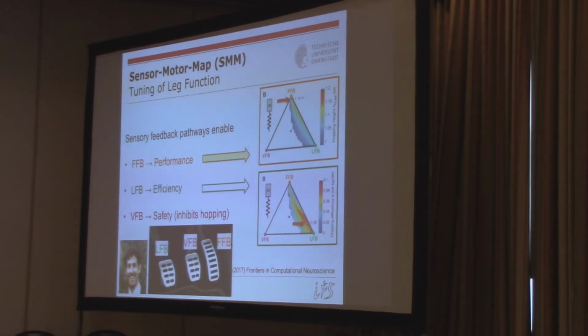We can say that it's a kind of modeling of the pedals that you have in cars in Europe, at least. I'm not sure about the US, maybe you have pedals too. Length feedback will be the clutch, with which you can address the efficiency. The velocity feedback works like a brake, because you can stop the movement, and the force feedback works like a gas pedal in a car. You can increase the performance.